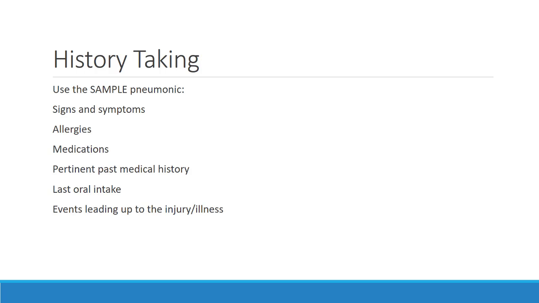So S is for signs and symptoms. So you want to find out what their signs and symptoms are. A is for allergies. M is for medications. P is for pertinent past medical history. L is for last oral intake. And E is for events leading up to the injury or illness.